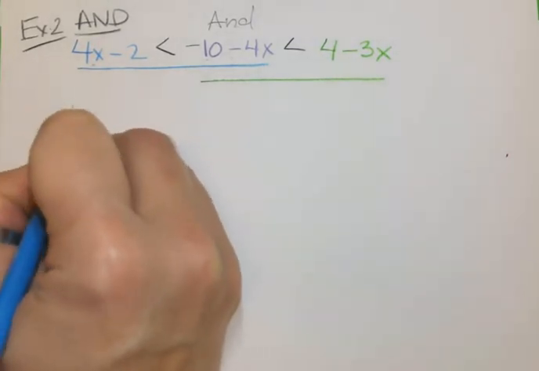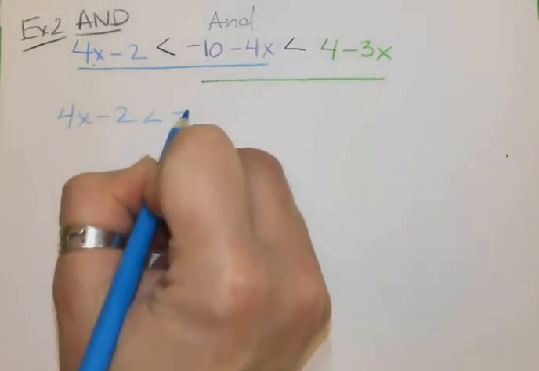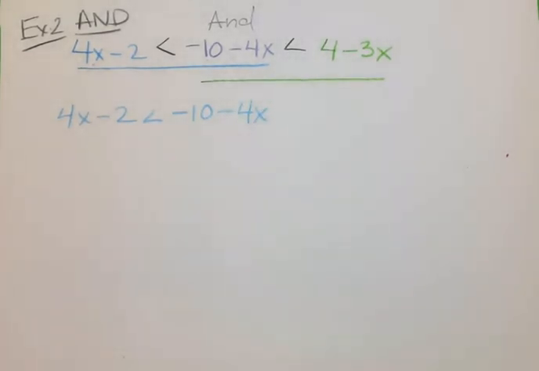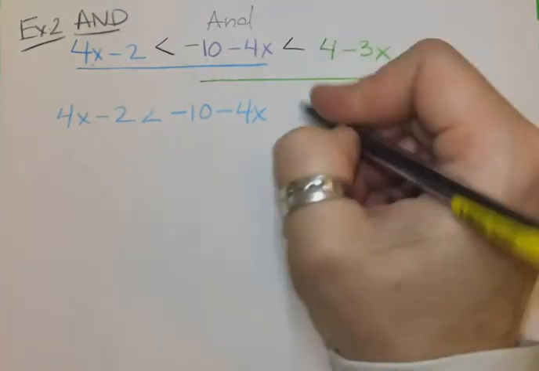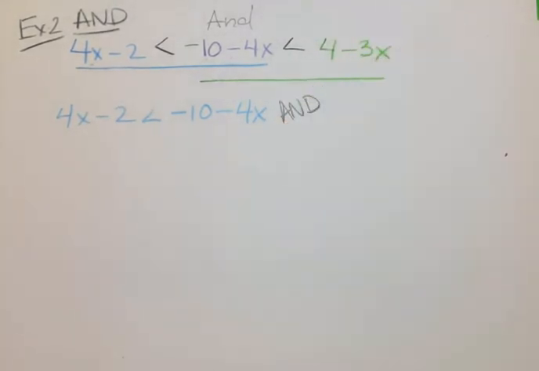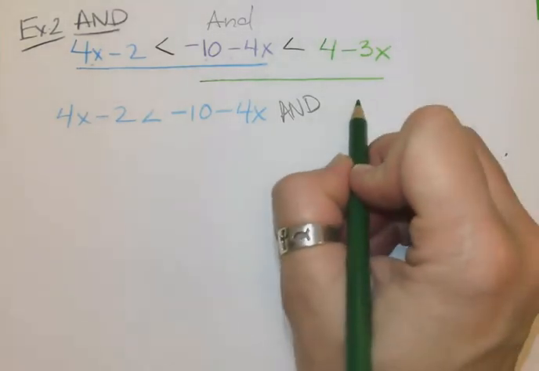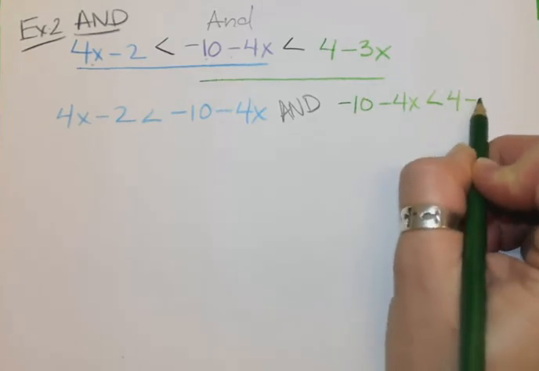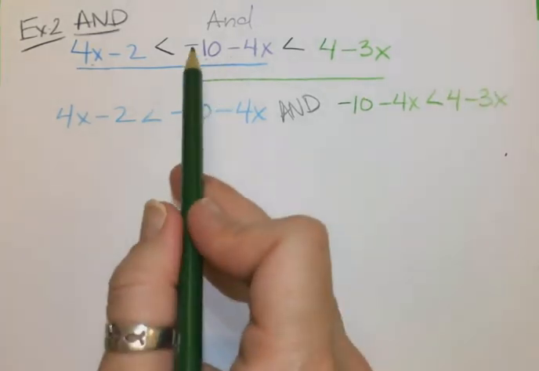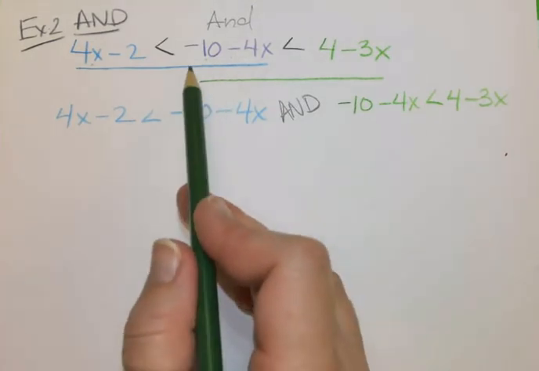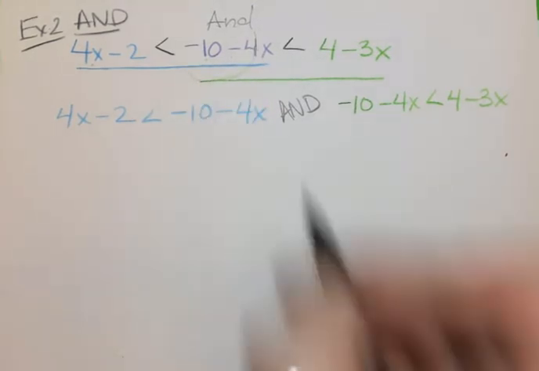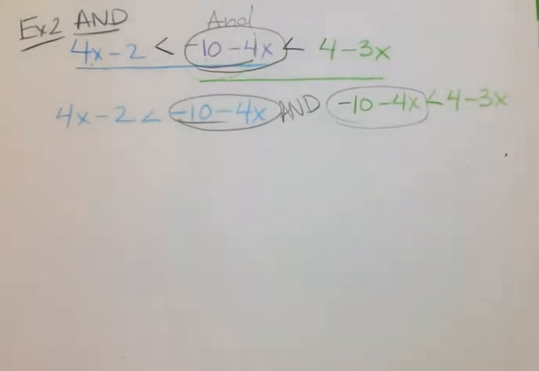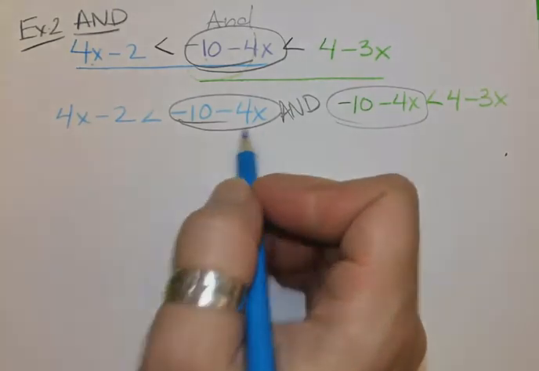We have 4x minus 2 is less than negative 10 minus 4x. And it also has to satisfy negative 10 minus 4x less than 4 minus 3x. Notice that the center section went with both things. Now we're just going to solve both of those little problems.